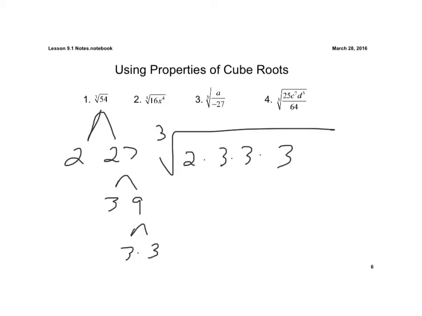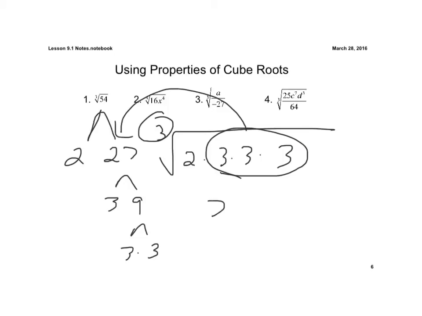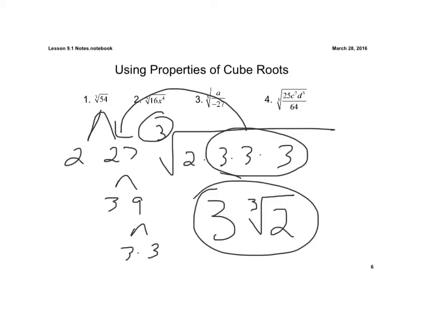But now because we're doing cube root, we're looking for triples. So there are 3 3's. So the cube root of 3 to the third is just the whole number 3. So when I bring that out, whole number 3 on the outside, and then it's times the cube root of 2 underneath. And that's the answer to example 1.